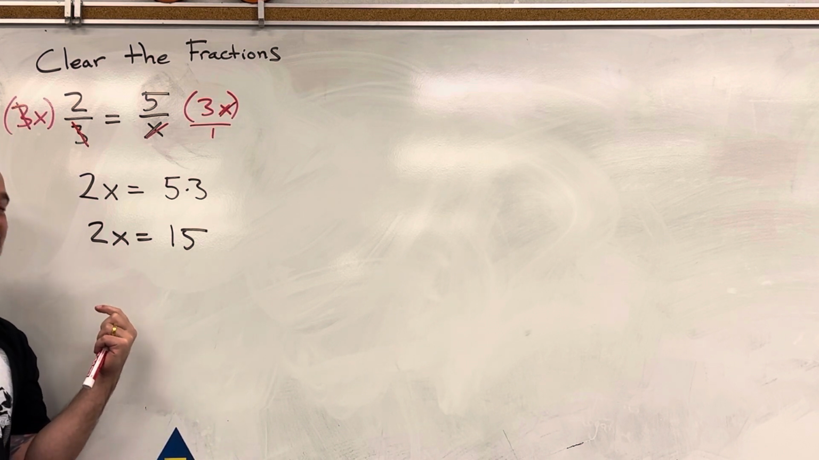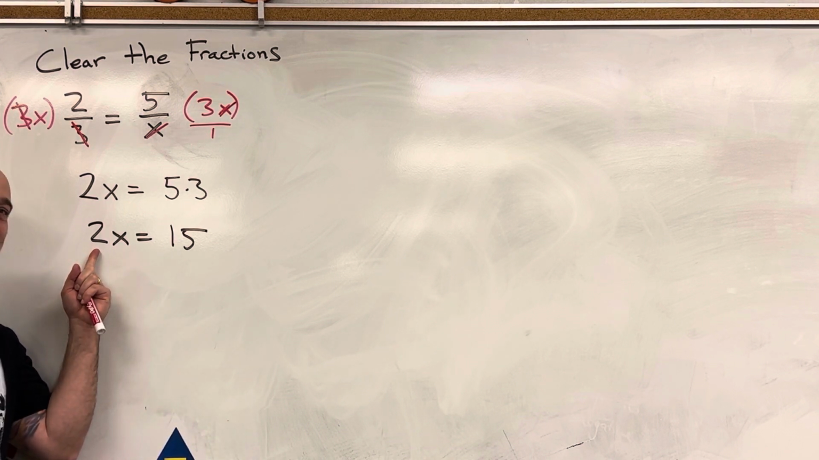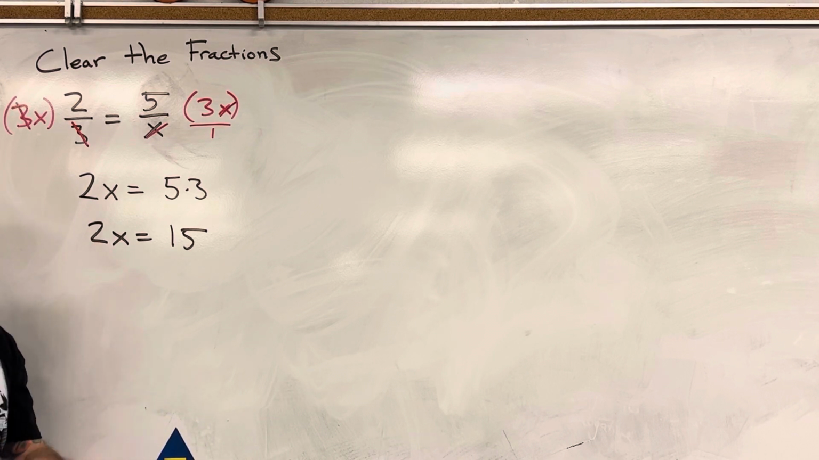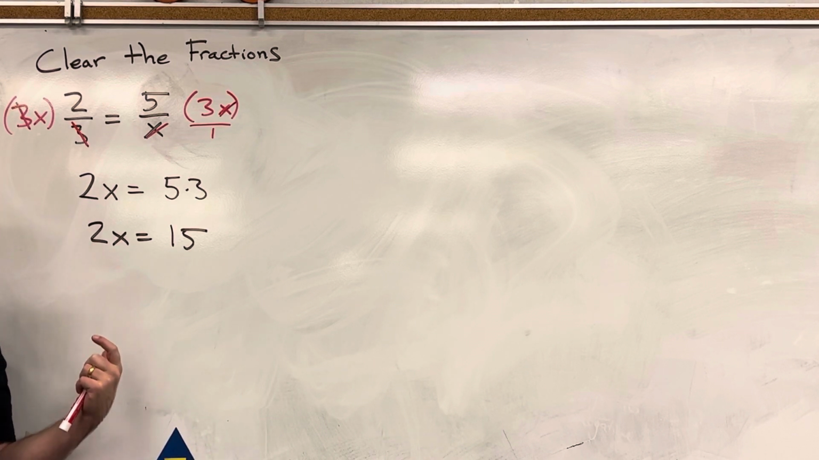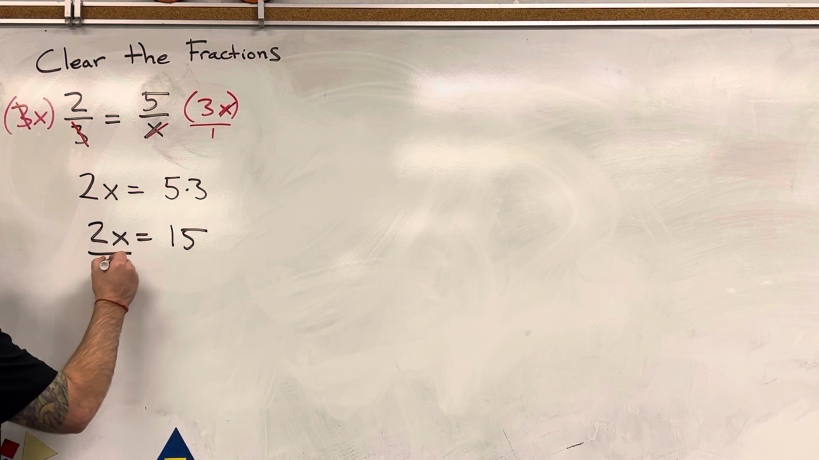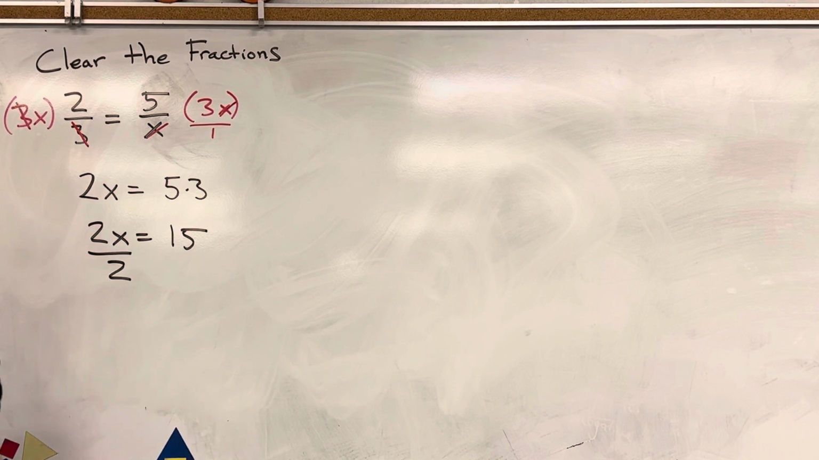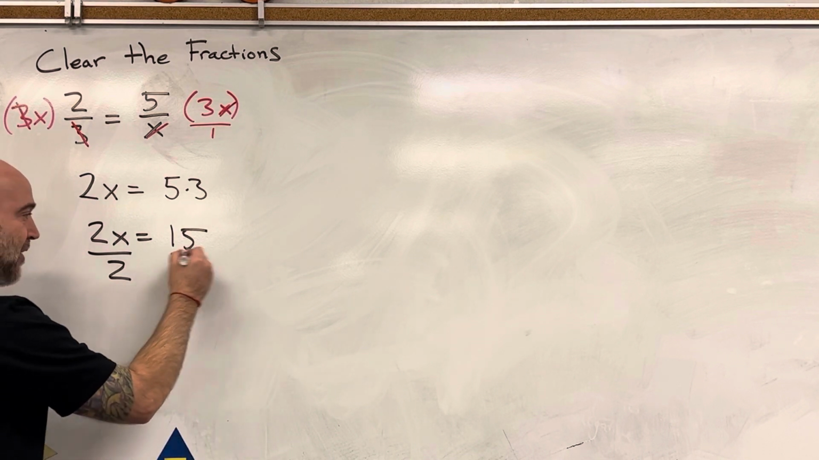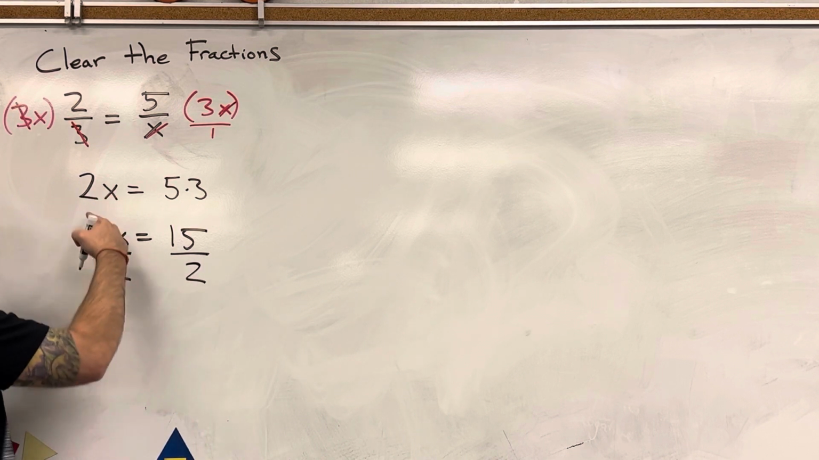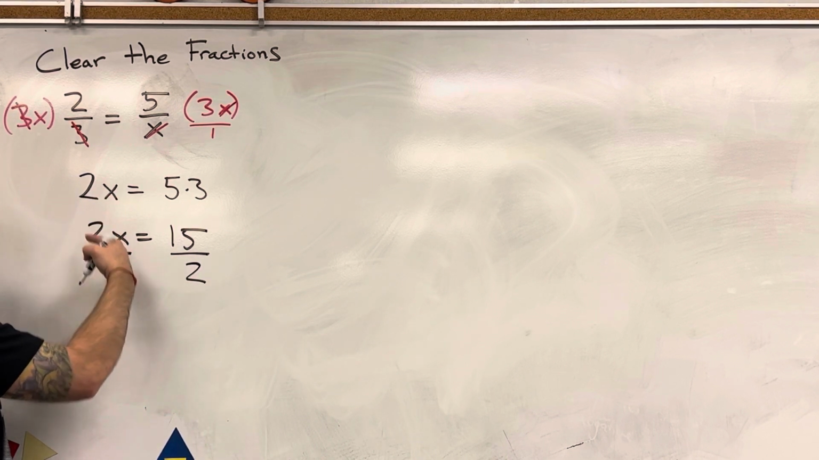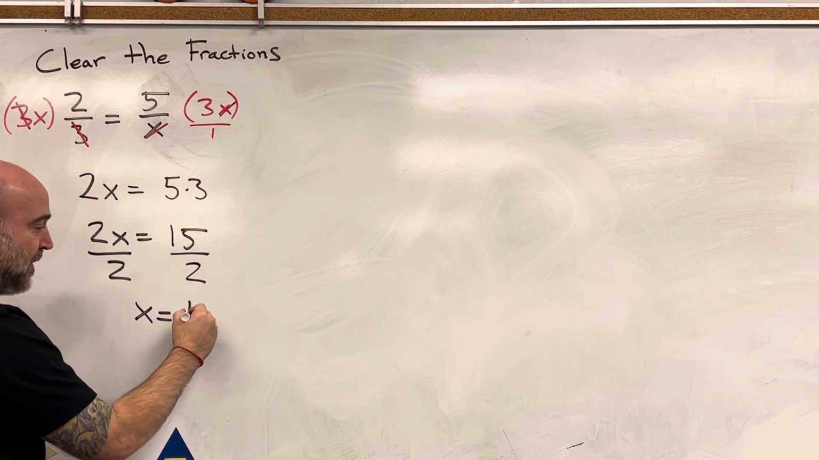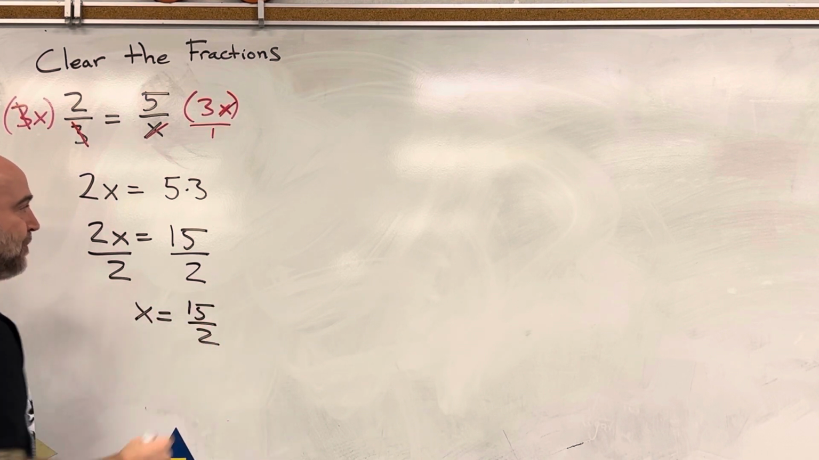So what keeps x from being by itself? The 2. What's the 2 doing to x? It is multiplying. We do reverse operations to get x by itself. So the opposite of multiply by 2 is to divide by 2. What we do to one side, we have to do to the other to keep things balanced. And the 2's, once again, kind of remind yourself, there's a common 2 on top and bottom here. That means they reduce out. And we have x equals 15 over 2.